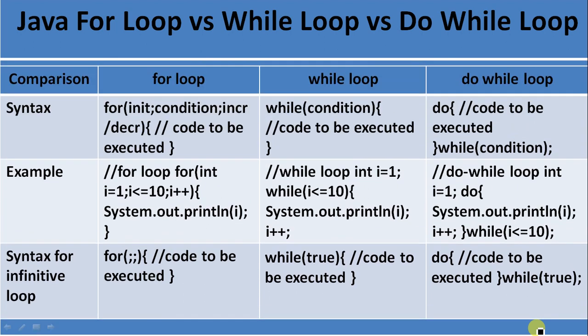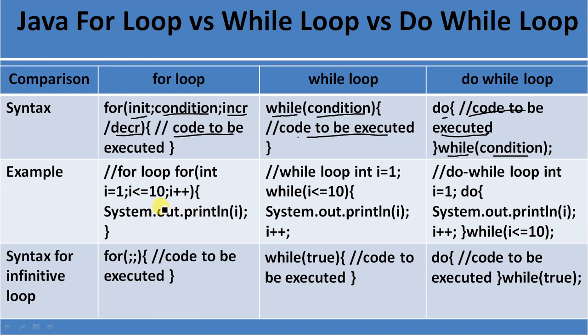Next comparison is syntax. The syntax of for loop is initialization, then condition, then increment or decrement, then the block of code to be executed. The syntax of while loop: while, then condition check, then code to be executed. In the do while loop, do, then code to be executed, then while condition.